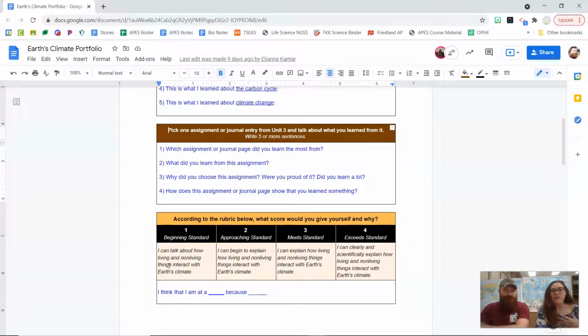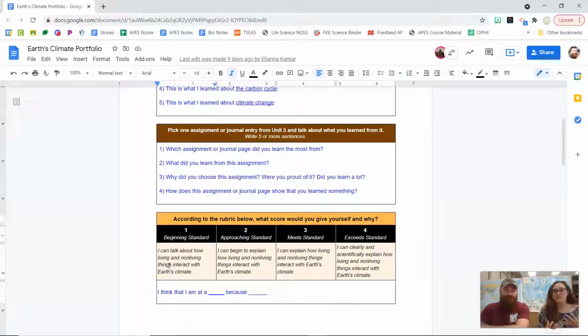And then finally, we felt it was really important for students to grade themselves. So here we come back to that standards-based grading rubric. And we want students to give themselves a score. We want them to be able to say, based on what I feel like I have learned, based on the quality of the work that I have completed, this is the grade I feel I deserve.